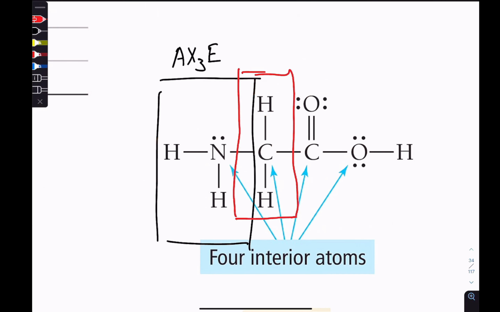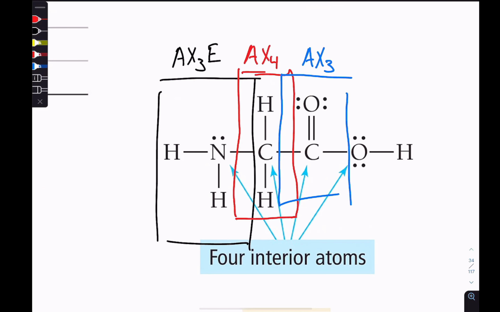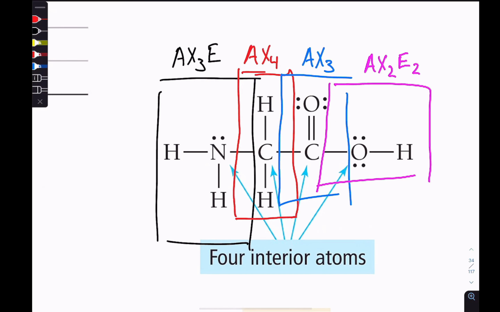So what would be our electron groups here for, yeah, AX4. Pick a different color. Now we do this other carbon, AX3, because the double bond counts as one. Oh, we do this one. So the carbon with the, yeah, AX2E2.